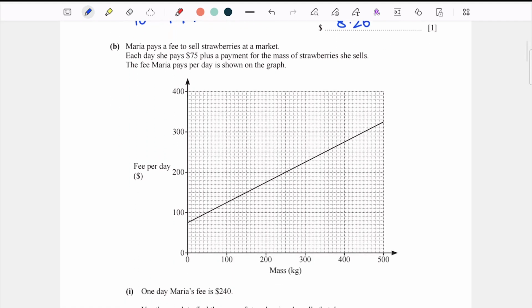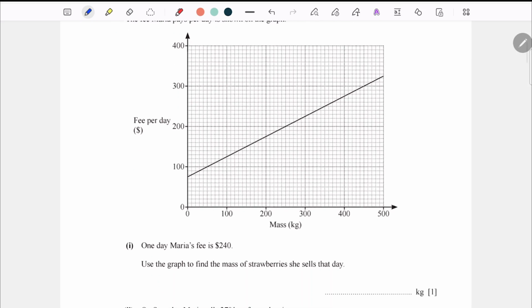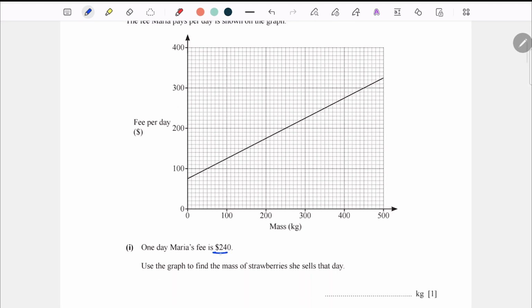In part B, Maria pays a fee to sell strawberries at a market. Each day she pays $75 plus a payment for the mass of strawberries she sells. The fee Maria pays per day is shown on the graph. One day her fee is $240. Use the graph to find the mass of strawberries that she sells.